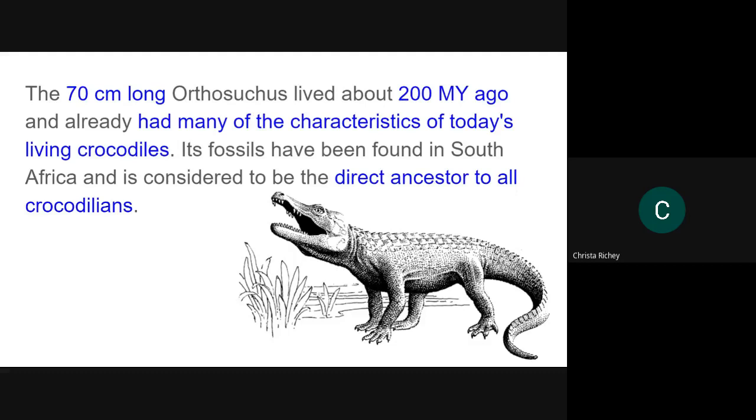They have not changed much. They haven't had to. Their body style was pretty much perfect, just like the shark. The shark has not changed much either. It just got smaller. In this case, with this particular organism, crocodilians got larger. And most crocodiles and alligators don't get above 20 feet. I'm sure some have, but most don't.